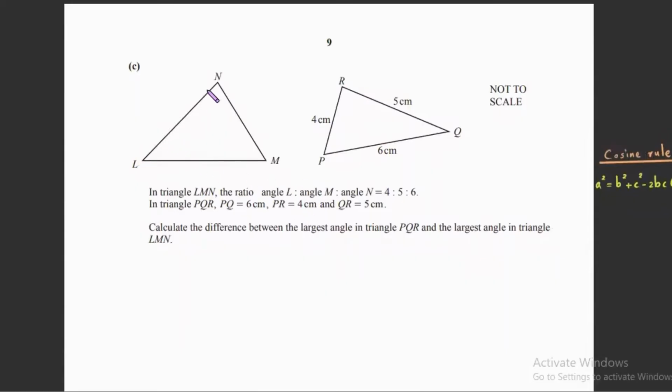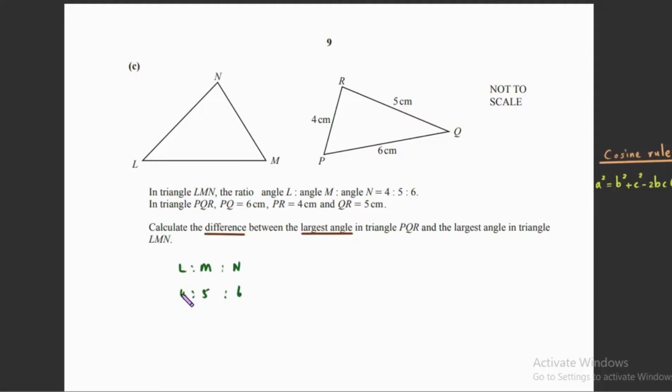In this question, we are given a triangle which is LMN, and the other triangle is PQR. In triangle PQR, the side lengths are given to us. And in triangle LMN, the ratio of the angles L to M to N is given as 4 to 5 to 6. Calculate the difference between the largest angle in triangle PQR and the largest angle in triangle LMN. We need to calculate the difference, and it should be between the largest angles in both the triangles.